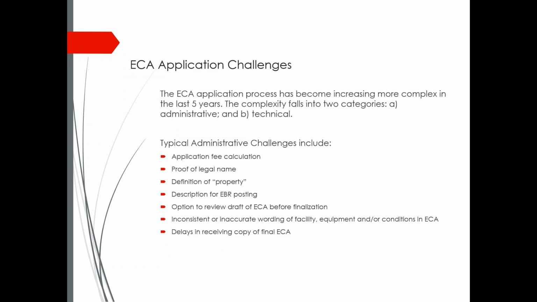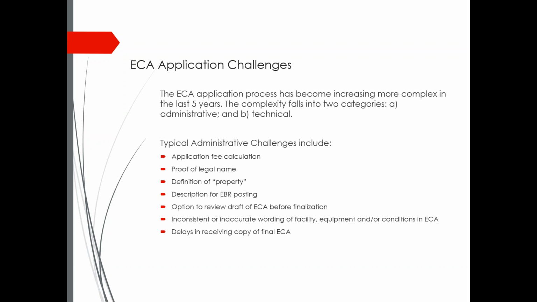So some typical challenges with an ECA is they've been, as I explained before, more complex compared to 5 years ago. The MOE wants to know about more contaminants compared to before. So some typical challenges include application fee calculation. Sometimes there's some glitches in their application form, so the application fee doesn't calculate properly.